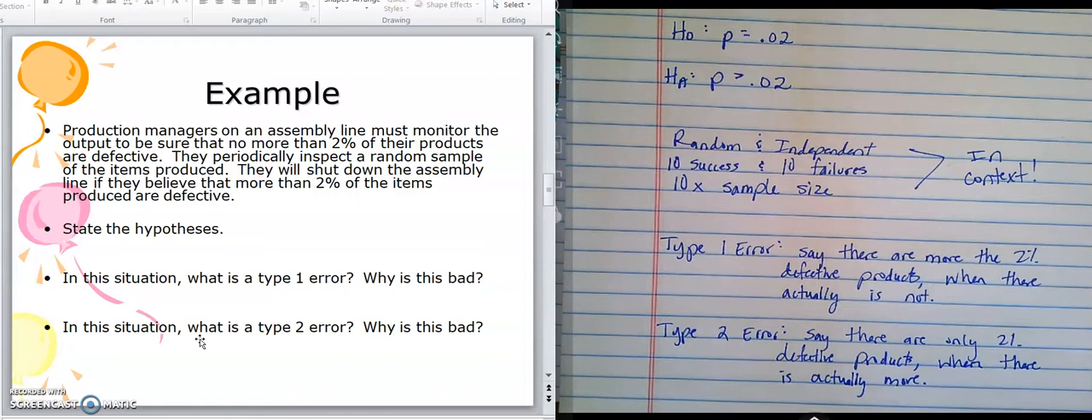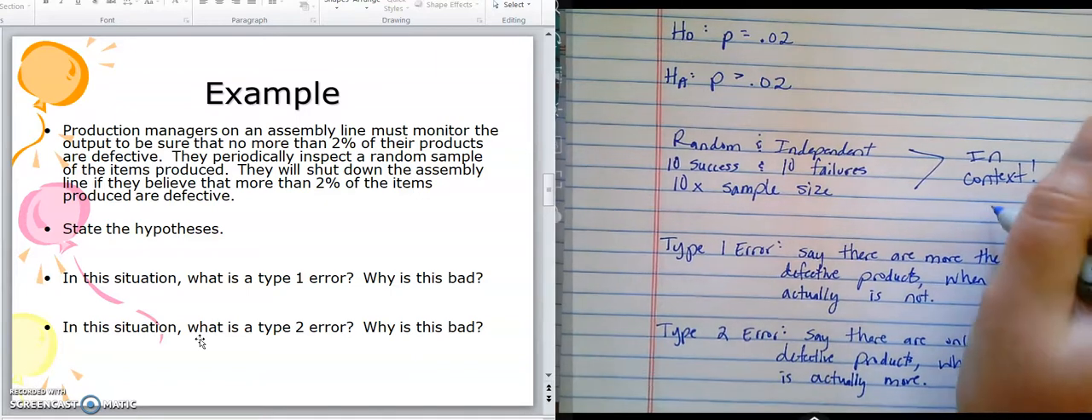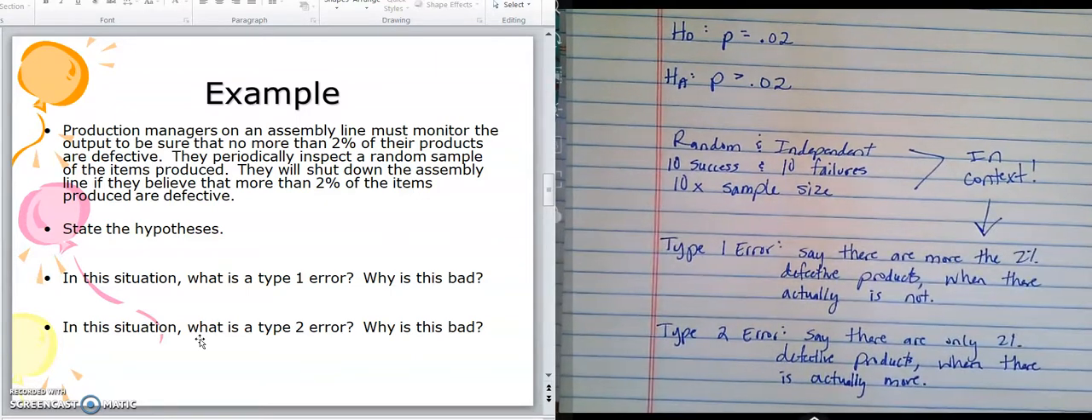Again, always write these in context. They do not simply want the definition of a type 1 or type 2 error. They want you to explain it in the context of a problem. So that in context too. Just remember, the entire test has to be in context.